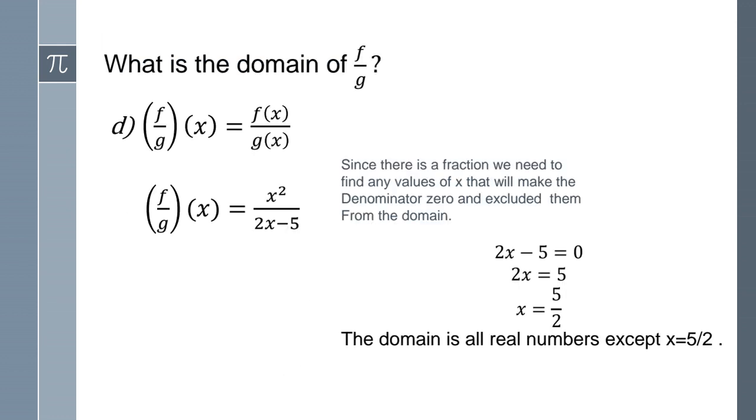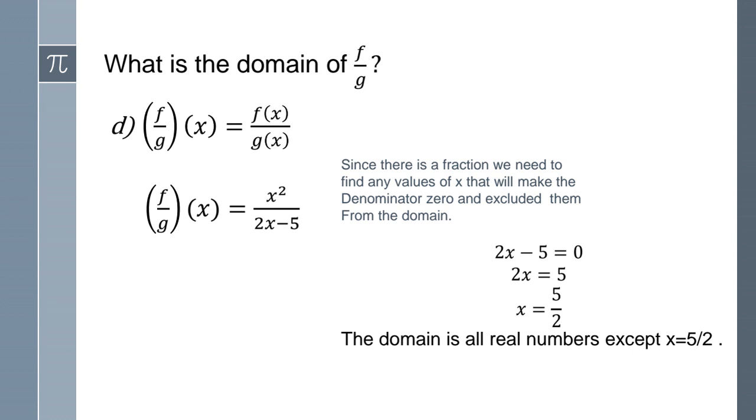So just like before, if you don't see it, go ahead and set the denominator equal to 0. 2x minus 5 is equal to 0, and solve for x. I'm going to add 5 on both sides, giving me 2x is equal to 5. Divide by 2 on both sides, so x is equal to 5 halves. So again, in words, the domain is all real numbers except for the value 5 over 2, or when x is equal to 5 over 2.